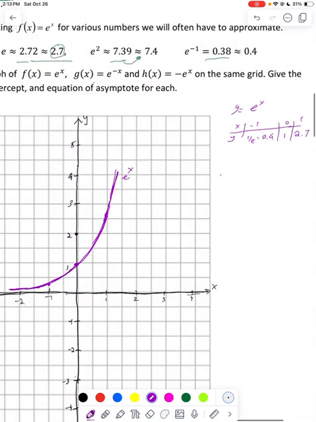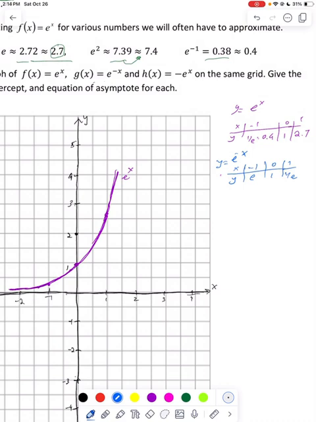Then we have e to the negative x. So e to the negative x is going to be the flip of this function over the y-axis. If you make the table of values, at negative 1, this will give you e. At 0, it's 1. And at 1, it will be 1 over e, so e to the minus 1, which is 1 over e. So we have the similar graph shifted on the other side.